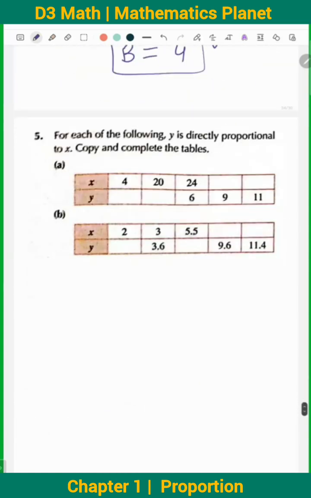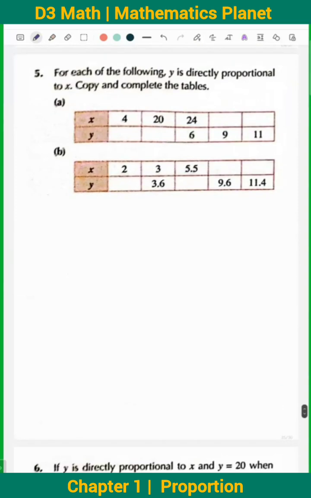Okay. For each of the following, y is directly proportional to x. Copy and complete the tables. Now, first of all, y is directly proportional to x. It means we have to just translate this thing. Y is directly proportional to x, y is equal to kx.